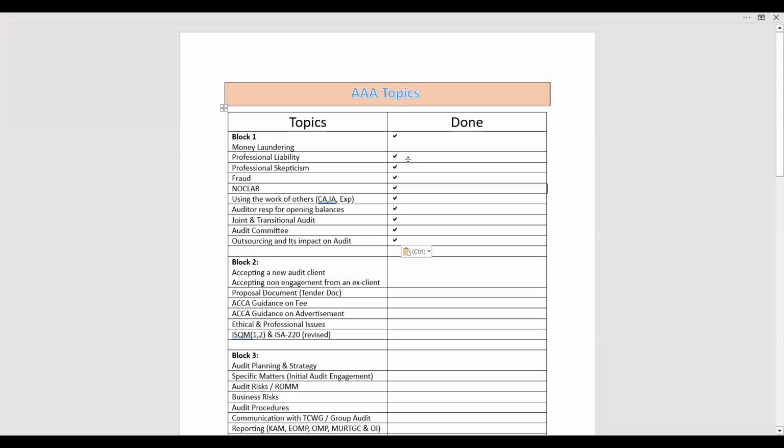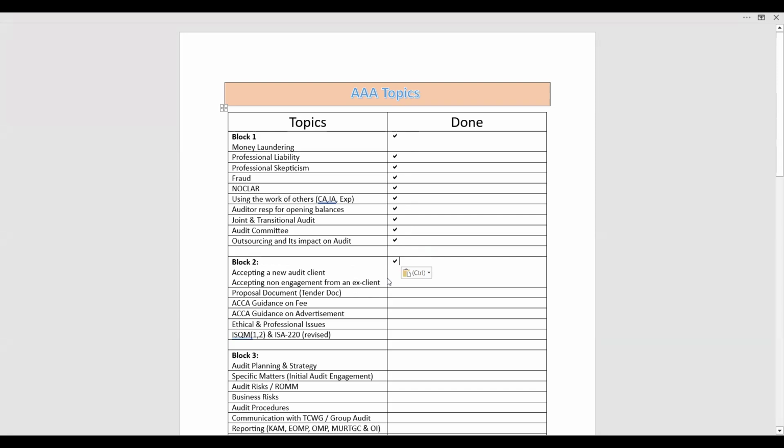These are the topics which we have done till now. Now we are moving forward to block 2. There are 6 topics on block 2 and all the topics are very important. Today we are going to discuss accepting a new audit client and accepting non-audit engagement from an existing client.